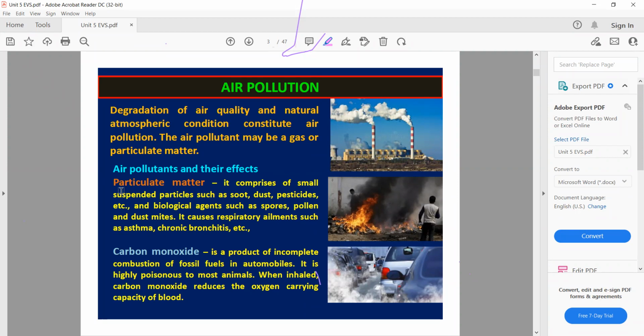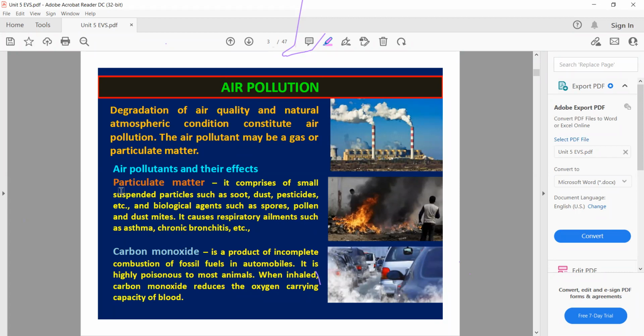Right? These are natural, you can't help it. Other than that, see, spores from fungal spores and all, these are all natural. Other than that, these soot, dust, pesticide, all these are anthropogenic particulate matters.